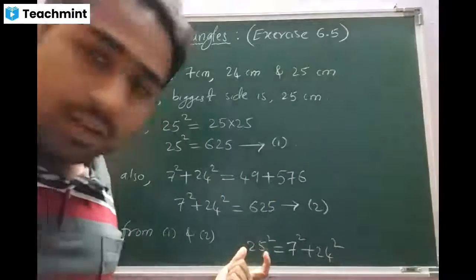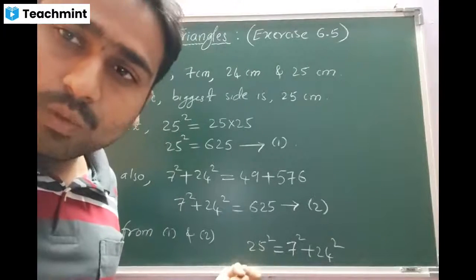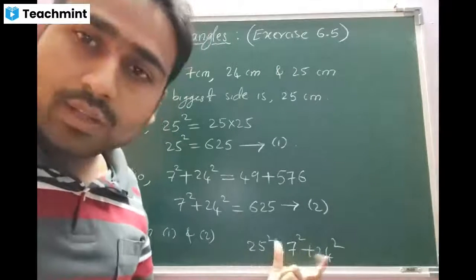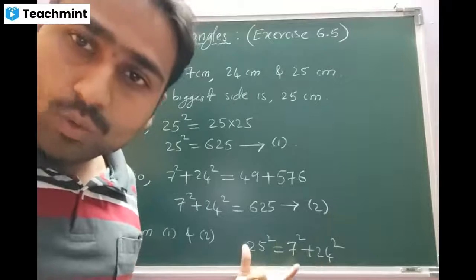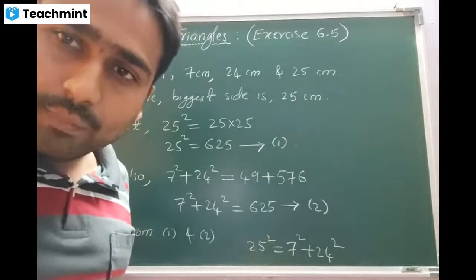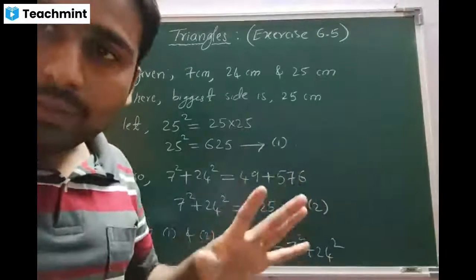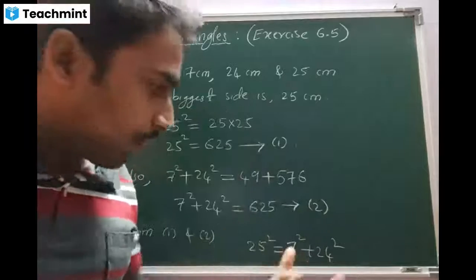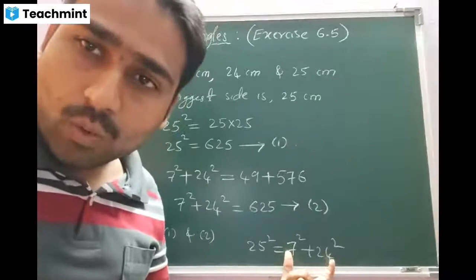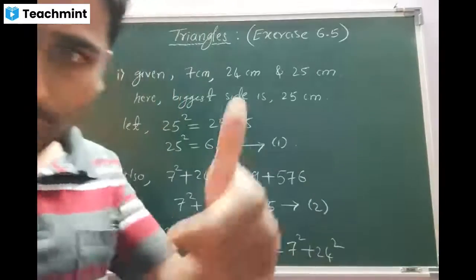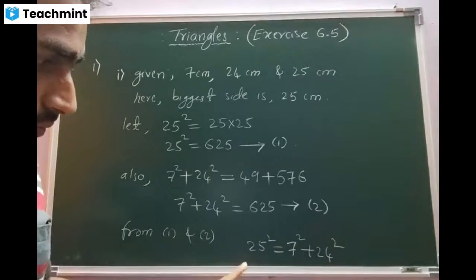Now, what is happening here? Here, the square on one of the sides is equal to the sum of the squares on the remaining two sides. According to the converse of Pythagoras theorem, we will say the triangle will be a right angled triangle, because these two sides will have a right angle in between them. Clear, beta? Yes, sir.